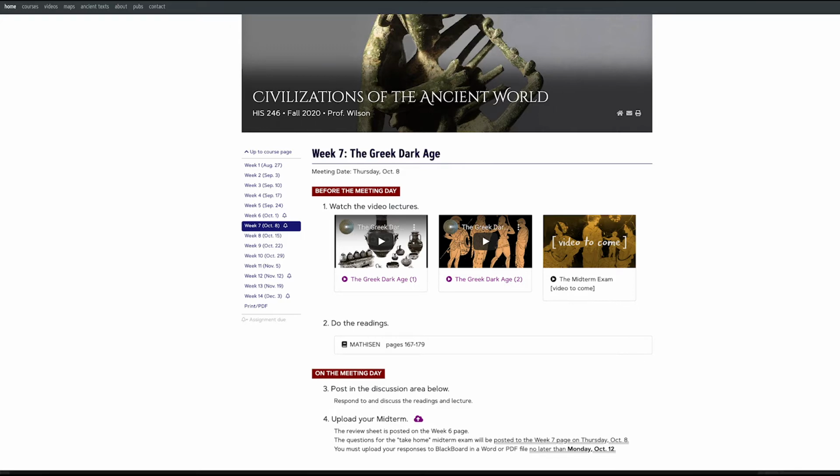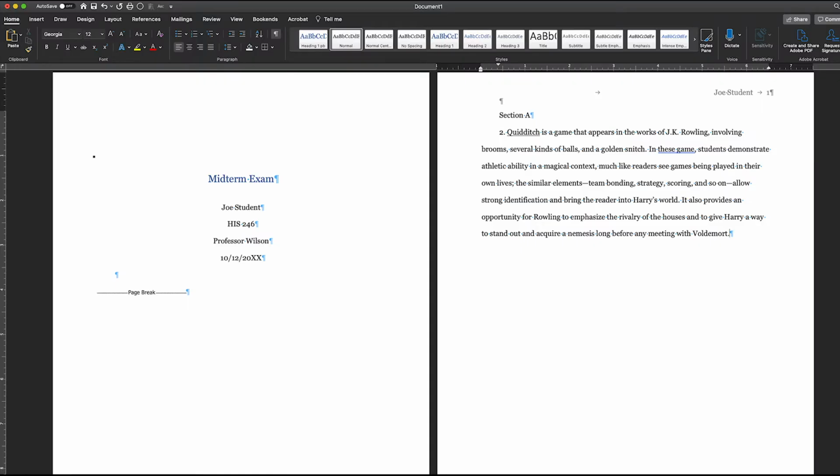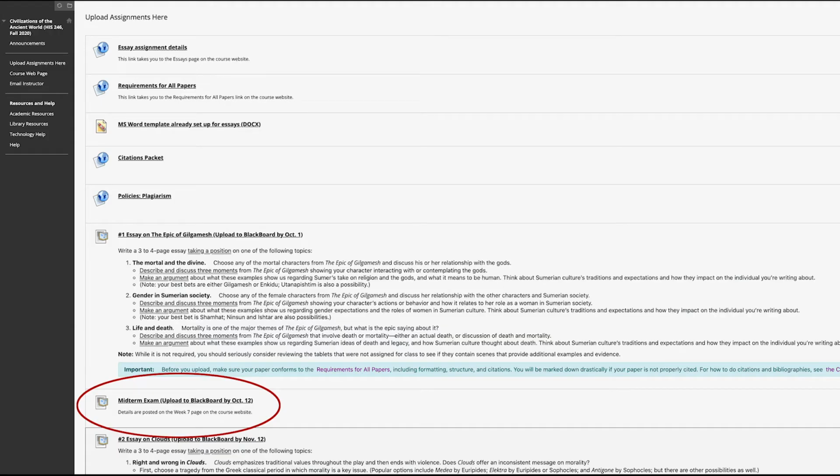then you create a response document, a Word document, or whatever word processing app you're using, and you start filling in the answers as if it were an essay. Essentially, this is your blue book. And then at the end, once you've written out all the answers, you upload this Word file or PDF or whatever to Blackboard by the deadline indicated here.